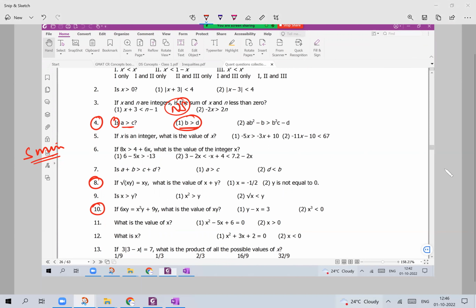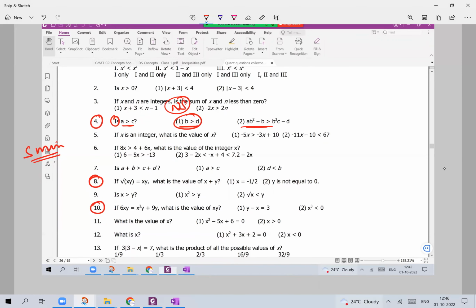Perfect. Now come down to statement 2. It says that A square minus B is greater than B square minus C and D. What can you do from here? You don't understand anything, right? Bring it to one side. Can I write AB square minus B square C greater than B minus D? Is this clear? The moment I take B square common, what do I get? A minus C greater than B minus D. But obviously from here, I don't know what the A and C relation is. I can straight away say this is not sufficient.